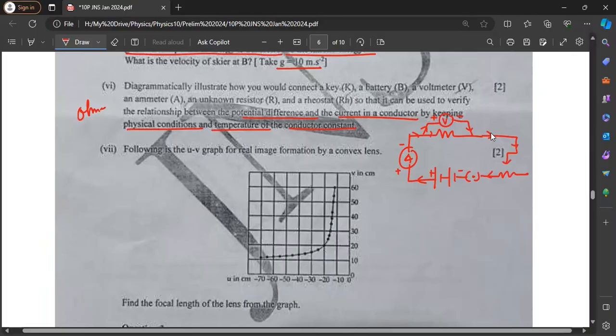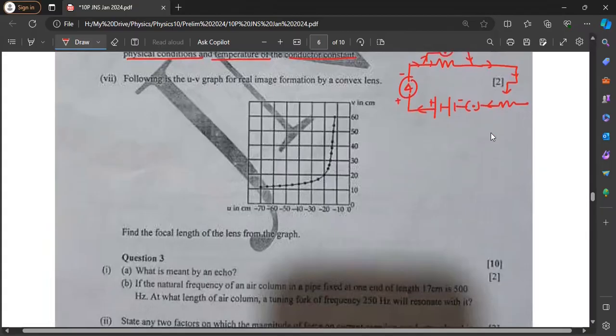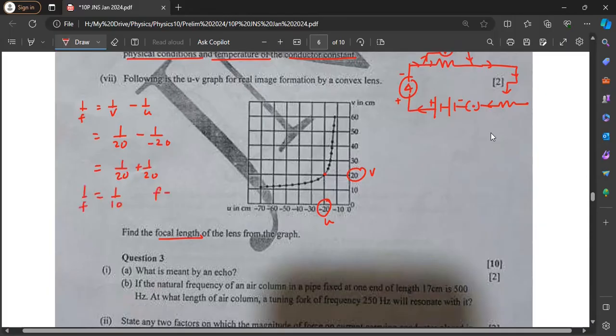Now the seventh one. This is a graph generally 12th graders draw, but you are not drawing the graph, you're just reading information from the graph. So I'm taking a point. This is going to give me V and this is going to give me U. They are asking for focal length. So 1 upon F is 1 upon V minus 1 upon U. So this is 20 minus of minus 20, so that will be 1 by 20 plus 1 by 20. That is 1 by 10. So F is equal to 10 centimeter. No other point was clear enough to give you the answer because you don't know what is this, what is that.